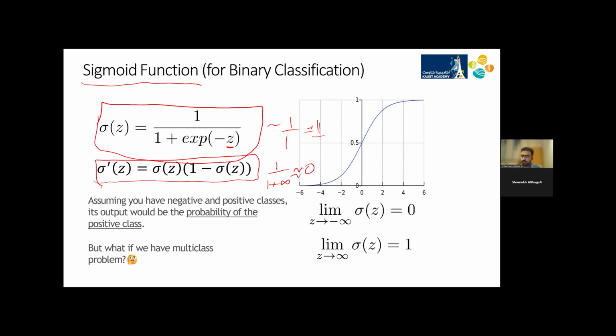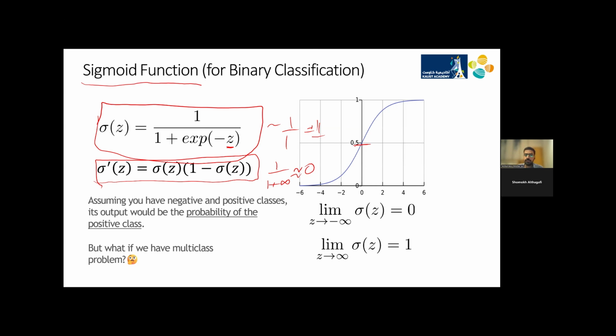If we keep having lower and lower values for z, we will keep approaching 0, but we will never cross 0. And if z is perfectly 0, then the exponent of 0 is 1, so 1 plus 1 is 2. So 1 by 2, we will get exactly 0.5. This means that all the negative numbers will have a sigmoid value less than 0.5, and all the positive numbers will have a sigmoid value greater than 0.5 and less than 1, of course.